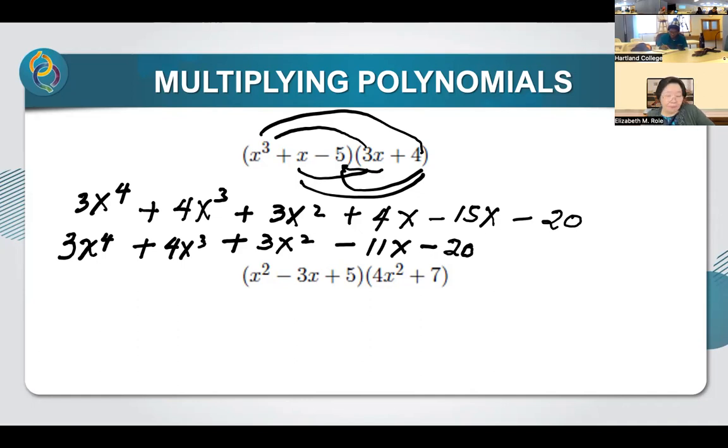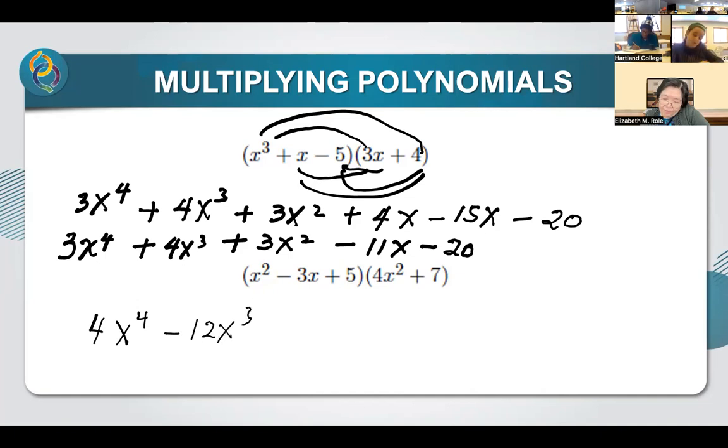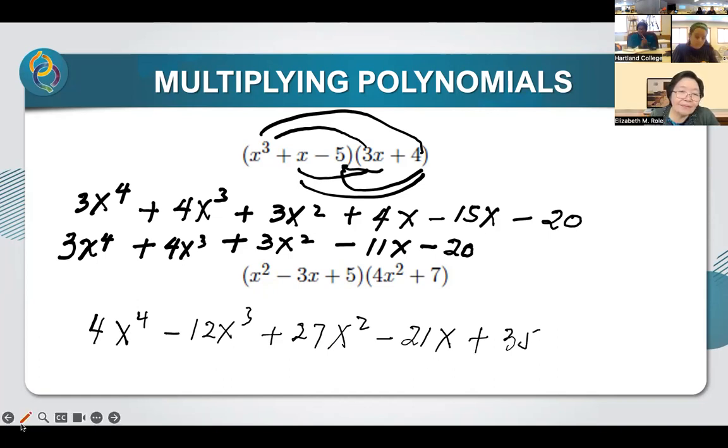Okay, so everyone has done it too? I've done it. Yes. Okay, so I think everyone, we now can give the final answer. That's 4x to the fourth, minus 12x cubed, plus 27x squared, minus 21x, plus 35. Very nice. Okay, I think we are doing well.